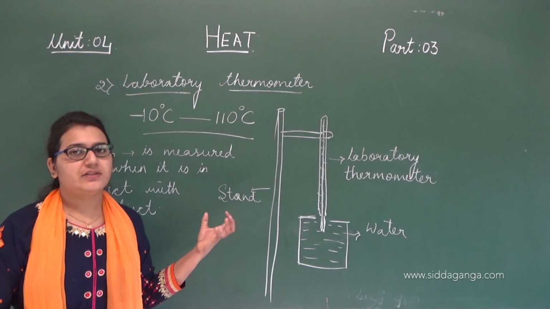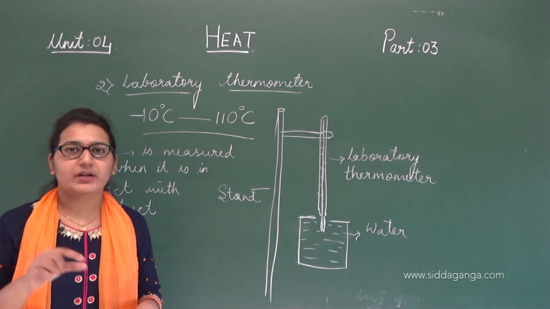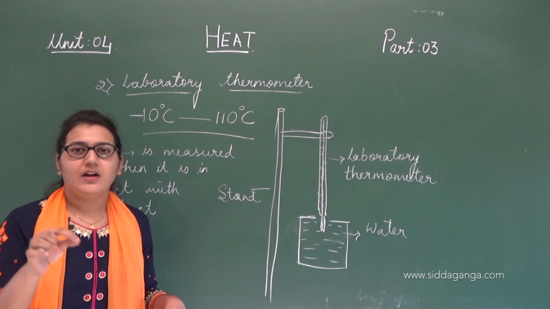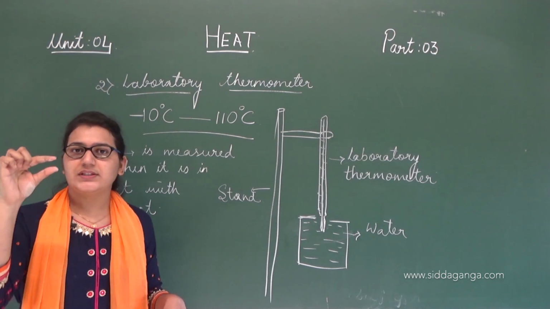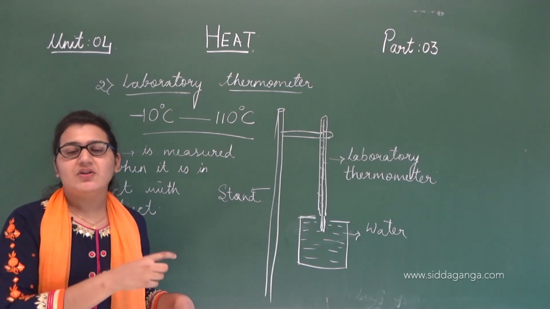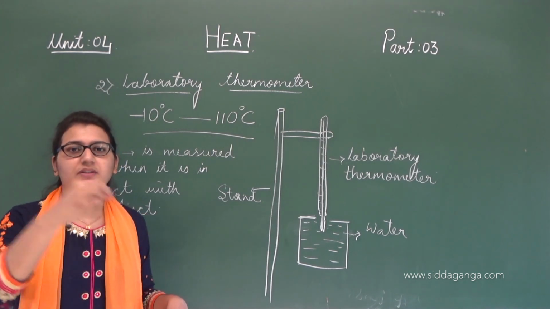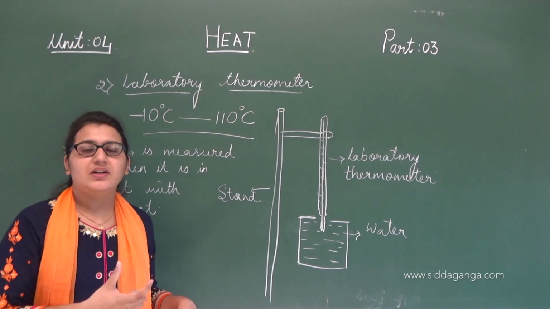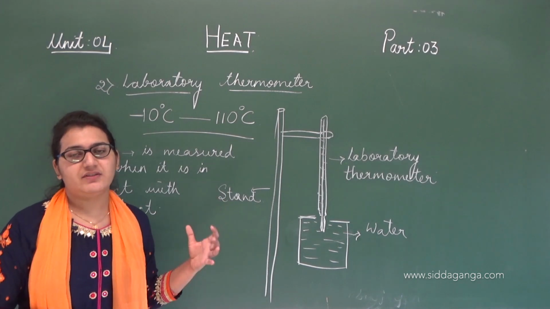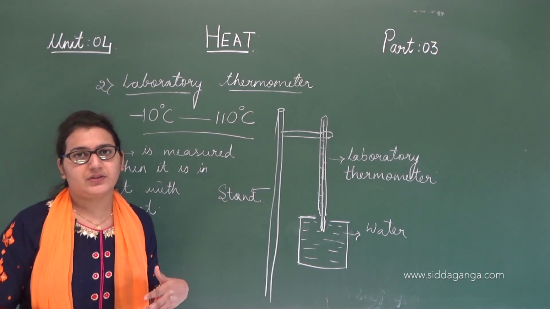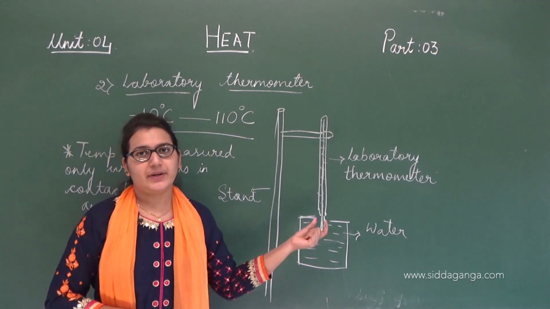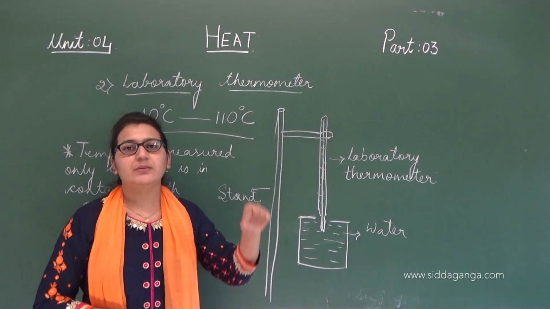Since this one does not have a kink, whenever we use this thermometer to measure the temperature of any object and take it out to see the temperature, the mercury level falls down soon after taking the thermometer out. That is because it doesn't have a kink, the bent structure which prevents the mercury from falling back. So we cannot read the temperature of this thermometer after removing it.